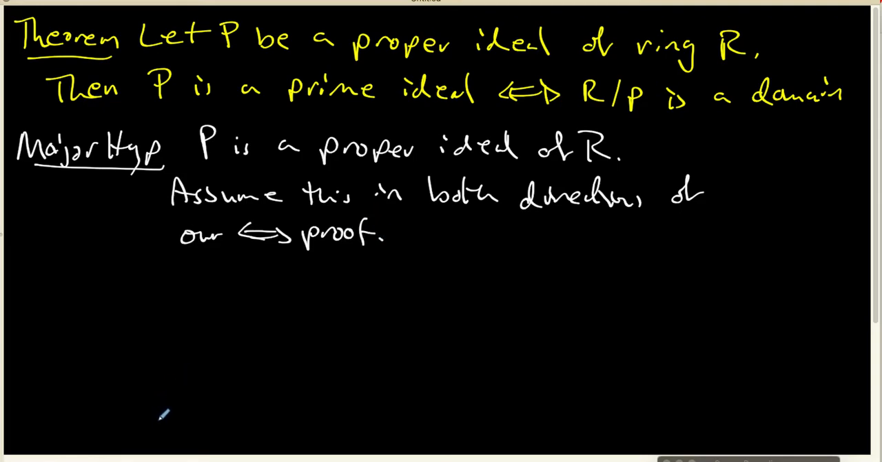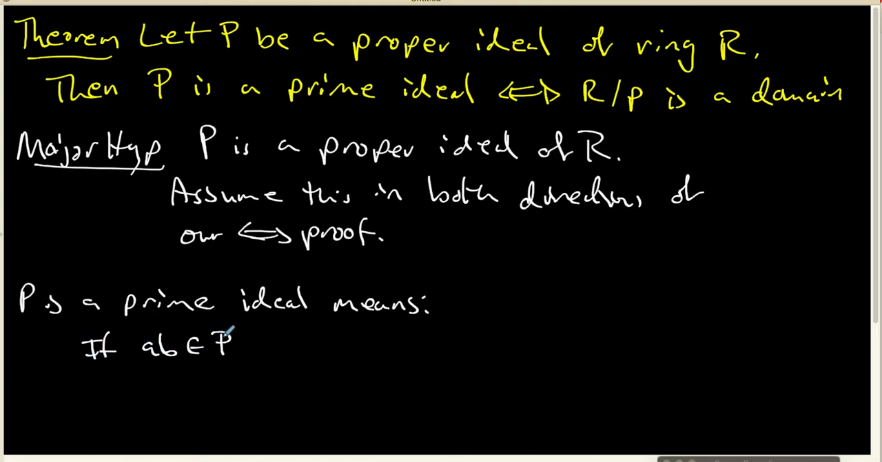Now, the next thing that I want to do is look at what P being a prime ideal means in the context of this particular theorem. Well, P is a prime ideal is going to mean the following. Since it's already a proper ideal, it's going to mean that if we have A times B belongs to P, then A has to belong to P, or B has to belong to P.